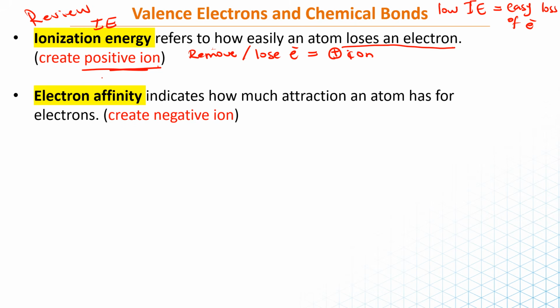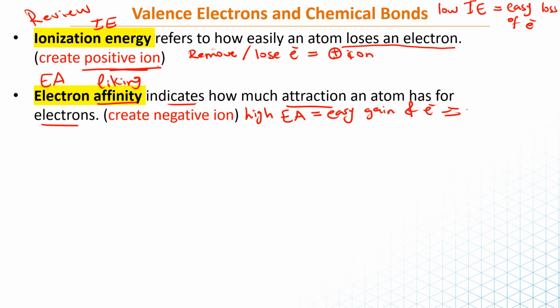Now the other keyword is electron affinity, where affinity means liking. It indicates how much attraction an atom has for electrons. So high electron affinity equals easy gain of electron, and it will create a negative ion because لما نكتسب electron نكون ion سالب.